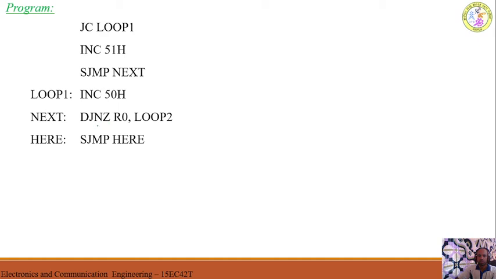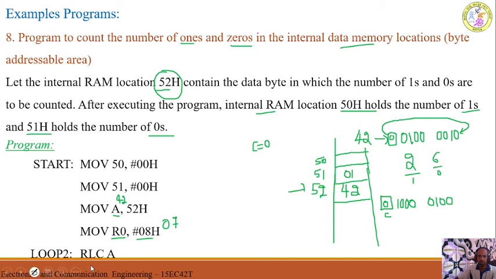So therefore what I will do, DJNZ R0, loop 2. Where is loop 2? You come back to loop 2 again. Again RLC A, rotate left through carry. Now this is the data. Now all the bits should be rotated left. Now 0 is there, 0 will come to this position, the carry flag.